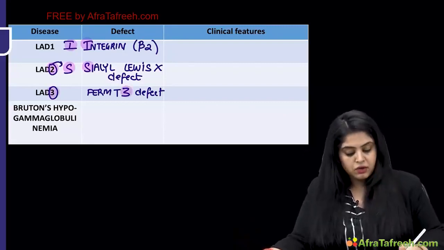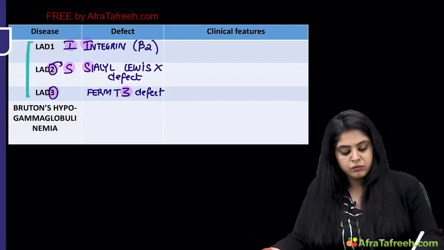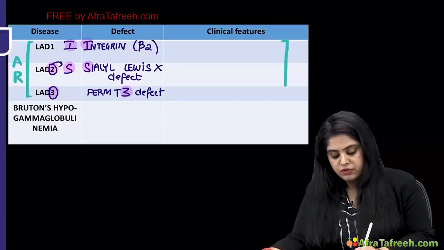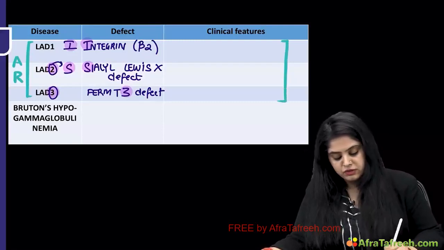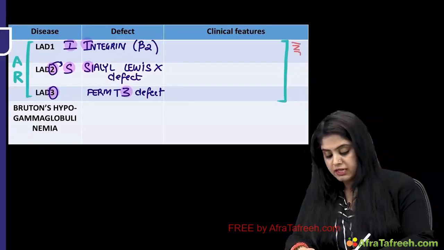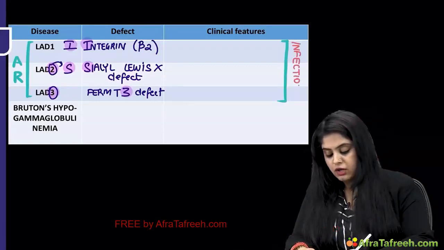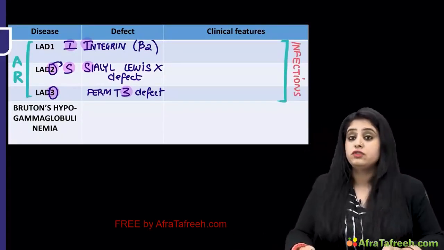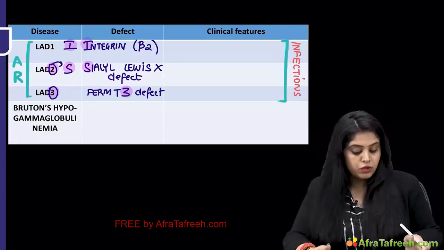Defects are done. All of these, please remember, are autosomal recessive disorders, and all of them are going to come to you with lots and lots of infections. So let's make our table like this. The patient is going to have lots and lots of recurrent infections. But what is different about each one of them?